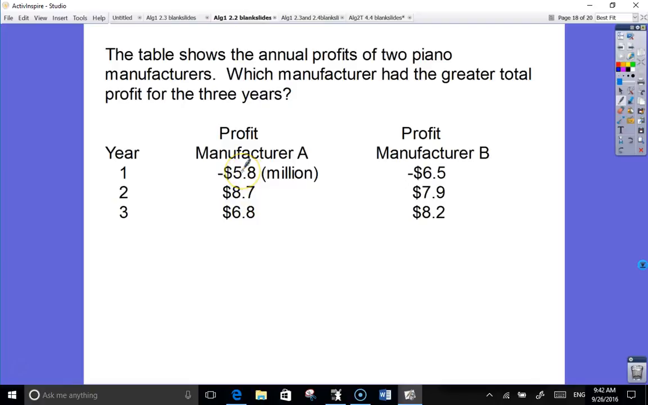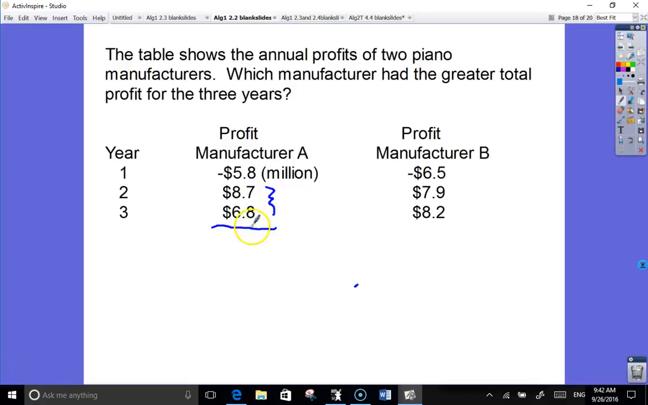So the first thing we should do is either take the first 2 and add those, which would mean subtracting because one's positive, one's negative, and then add the third one. Or, what I would probably do is add the 2 that are positive, because we can just do that pretty simply, right? A positive plus a positive is a positive. What is 8.7 plus 6.8?